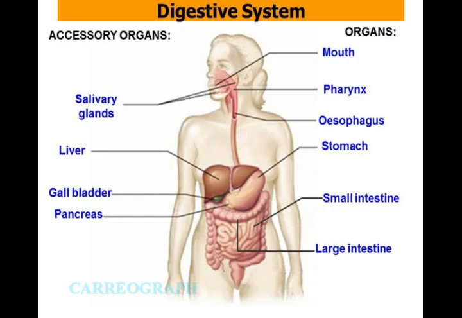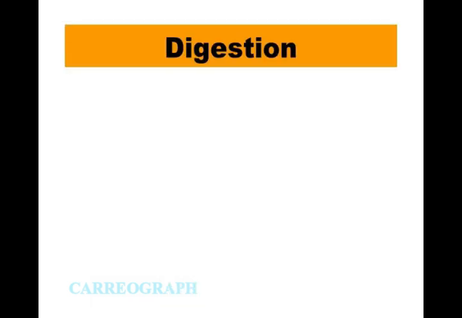So therefore, in this digestive system also, we have different organs, and these organs are mouth, pharynx, esophagus, stomach, small intestine and large intestine. And it has accessory organs also, like salivary gland, liver, gallbladder and pancreas. You see in the picture, on the left hand side you will get all the organs, and on the right hand side you have accessory organs, and all the above organs and accessory organs are doing a specific function called digestion.